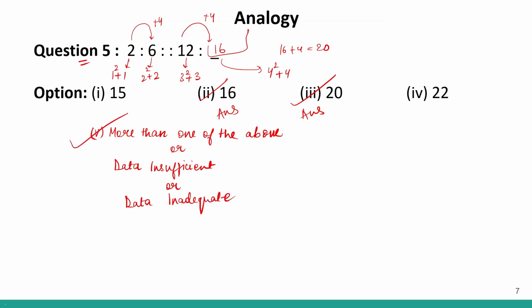In that case, you will mark this as the answer, because the data over here is not sufficient, because we are getting 2 positive answers. We should get only 1 answer. So you could get any of these options. You can also get an option that says either 2 or 3. So if in case you get this, you have to mark this as your answer, either 2 or 3. Okay, so this is how you approach questions on analogy.